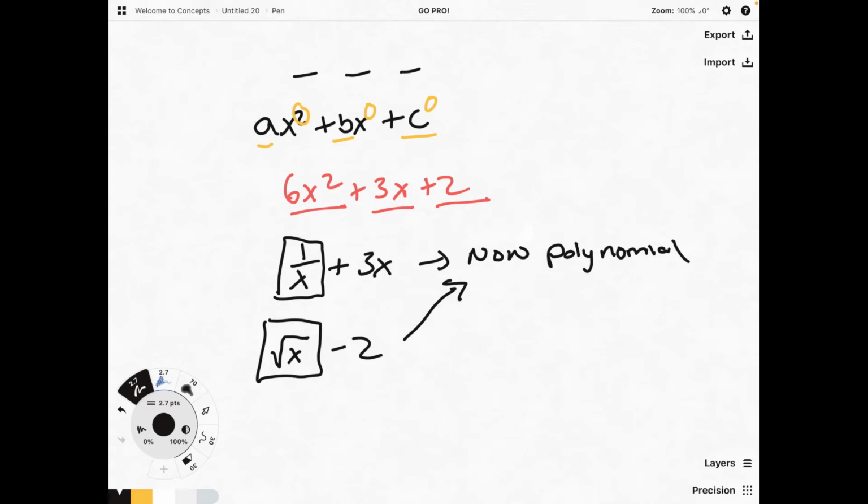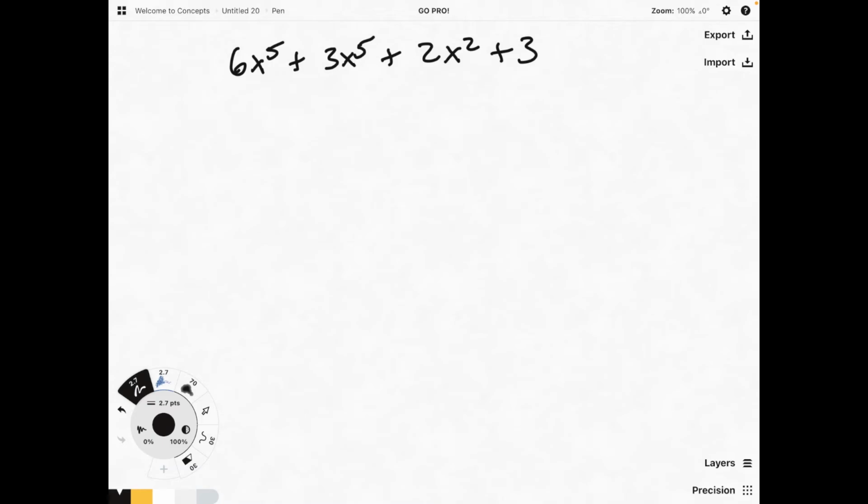Let's look at a few examples. Okay, if we look at this example, 6x to the fifth plus 3x to the fifth plus 2x squared plus 3, we see that we do have similar degrees here and here, and therefore we would need to simplify before this can be considered a polynomial, because as we stated before, a polynomial is made up of many monomials with different degrees. So therefore we need to combine all like terms.